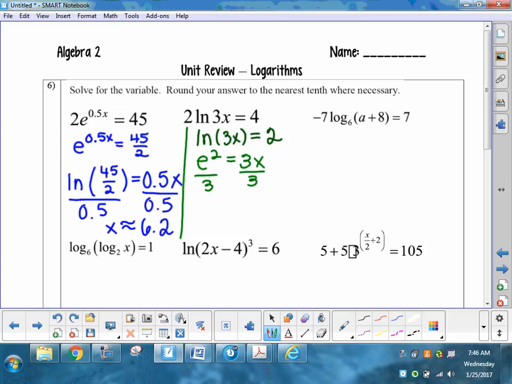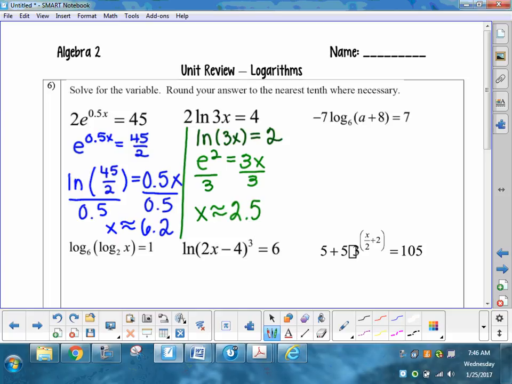So go into your calculator, type in e squared divided by 3. You can do it all at once. What is that going to give you rounded appropriately? Alyssa? 2.5. Questions on that?